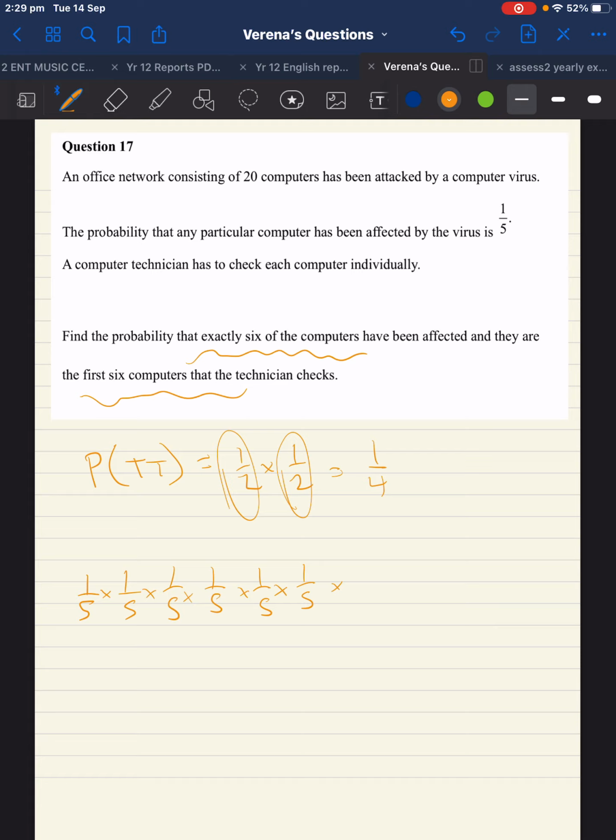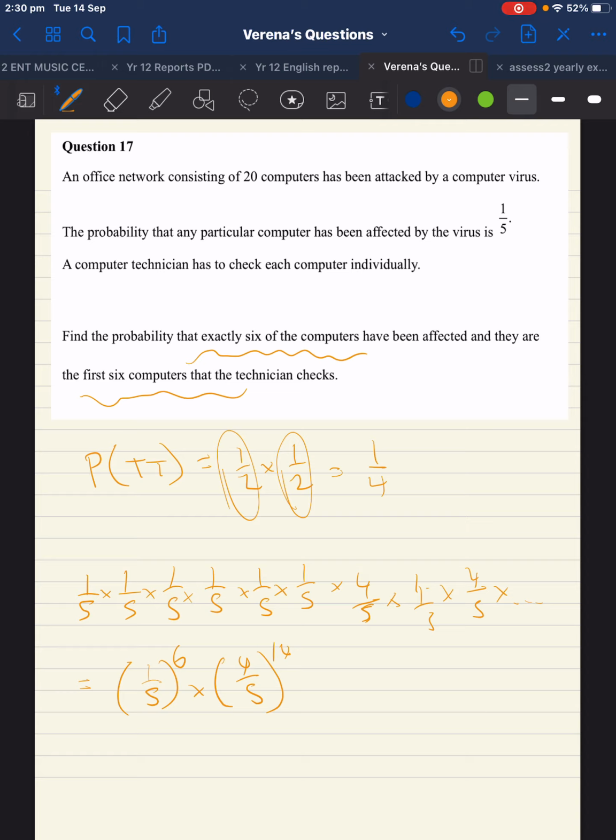So that's the first 6 computers. From this point onwards, he's checking the other 14. And we're after the scenario where each one of these final 14 computers doesn't have the virus. So the likelihood that it doesn't have a virus is 4 over 5 times 4 over 5 times 4 over 5 for the remainder of the 14. In other words, it is this. That there is the probability.